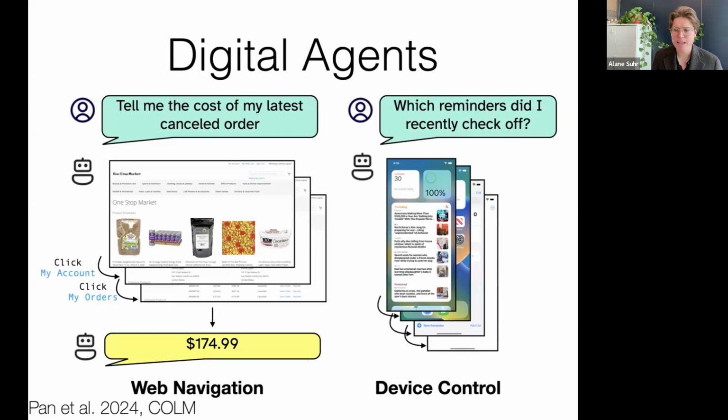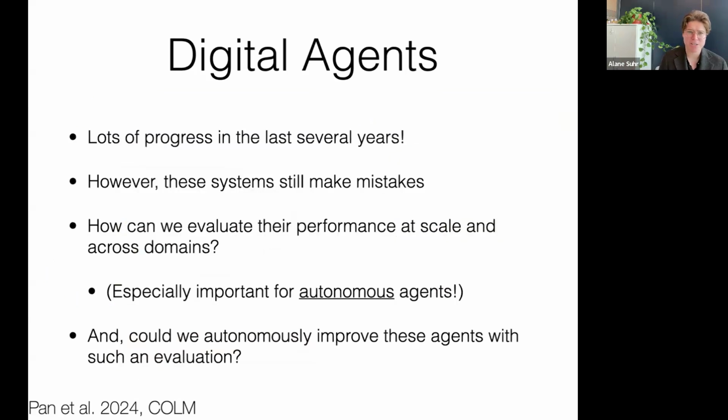Other tasks in this domain include things like device control. So for example, if I ask which reminders did I recently check off, then the model has to go in, open the reminders, open the history or something like that, and then give me a response at the end. So there's been a lot of progress and attention to this direction in the last several years, but these models are not very good. They still make a lot of mistakes. So one big question here is how can we evaluate the performance of these models at scale and across domains?